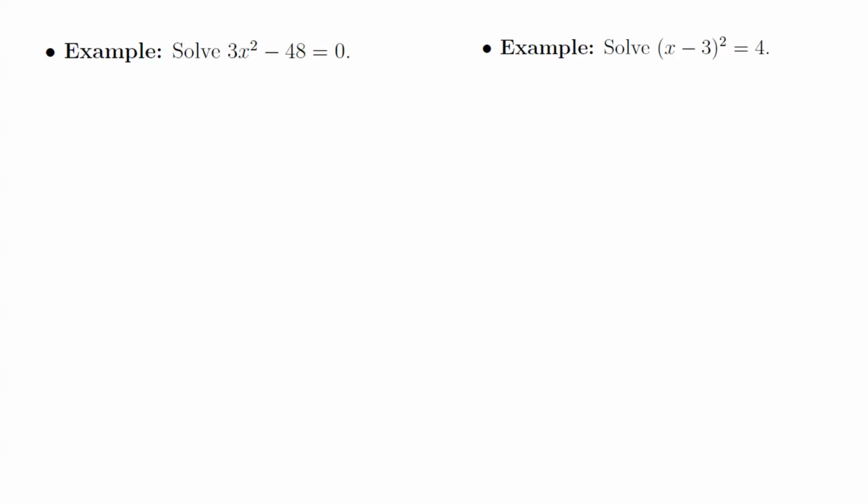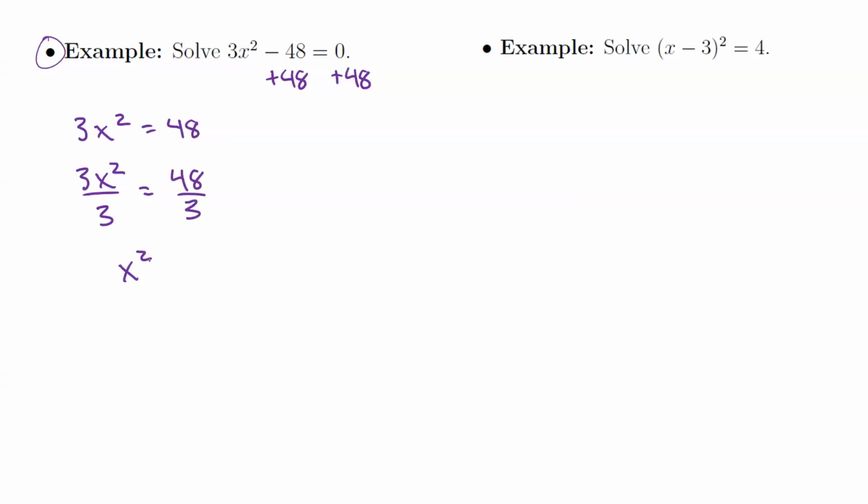All right, so why don't you press pause and give the example on the left here a try yourself, and then go ahead and press play and see my solution. All right, so we'll want to add 48 to both sides here. So we have 3x squared is equal to 48. Get the x squared by itself before doing anything else. So x squared is equal to 16.